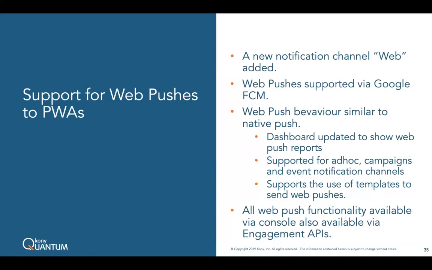In this release, we have added the support for web. Web pushes are supported only via Google FCM currently. And it behaves very similar to native push, and all the engagement server console dashboard and all that will show the web push reports, and it has support for ad hoc campaigns and event notification channels. You can also make use of templates to send the web push. And all the web push functionality, you can see it via the engagement console, or you can also make use of it using the engagement APIs.